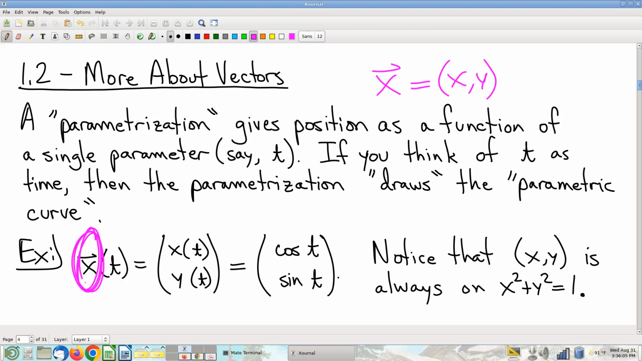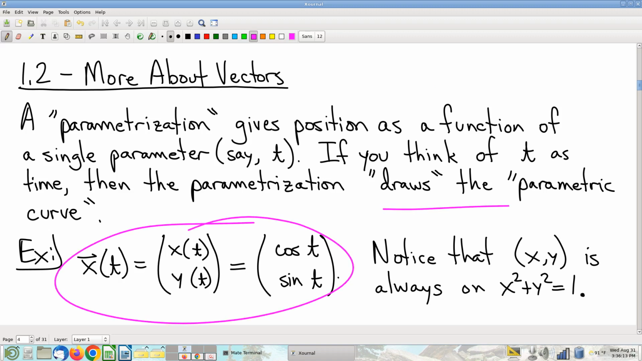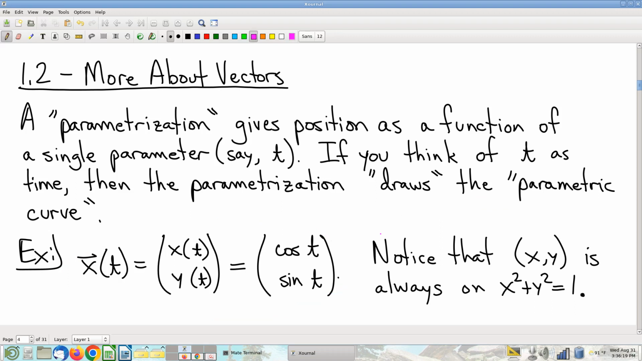Anyway. Okay. So we have position as a function of time. And the question is, if it's drawing out some curve, what curve is it drawing? Well, the easy observation to make here is that x being cosine t, and y being sine t, and keeping in mind that we know the Pythagorean trig identities, sine squared plus cosine squared is 1, that means that these x and y satisfy this relation, x squared plus y squared is 1.